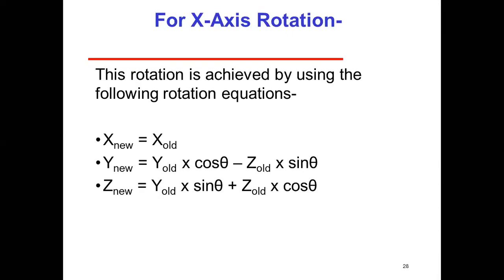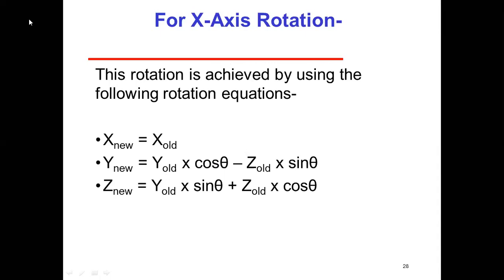So x new is equal to x old, y new is equal to y old cos theta minus z old sin theta, z new is equal to y old sin theta plus z old cos theta. In this way you can easily calculate the final values after the rotation about the x-axis. x new and x old will be equal, it will remain the same, and y new and z new you can calculate in this way.